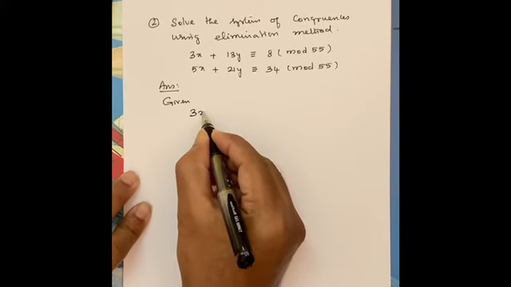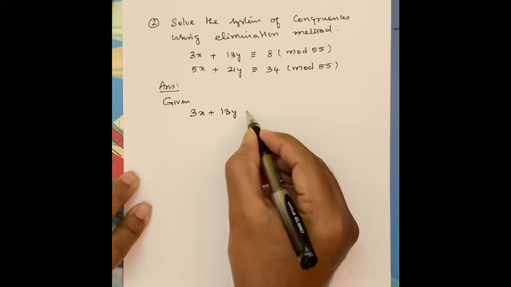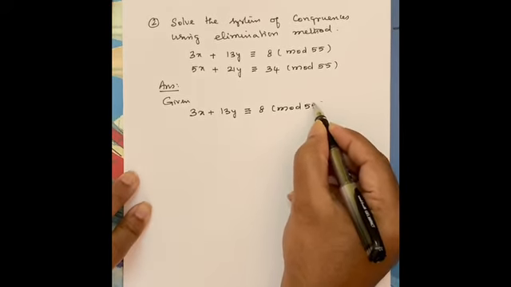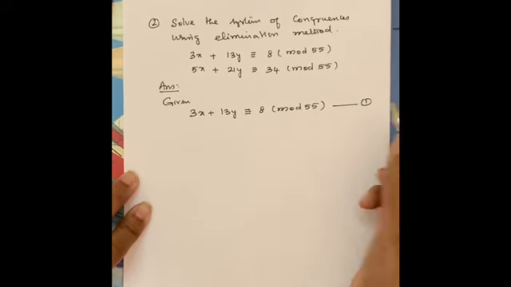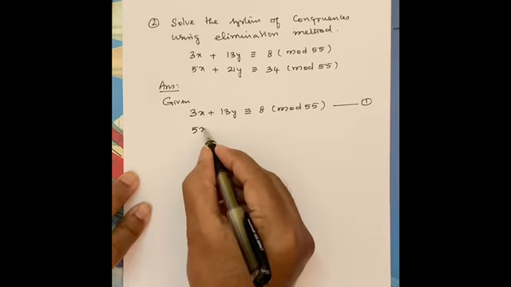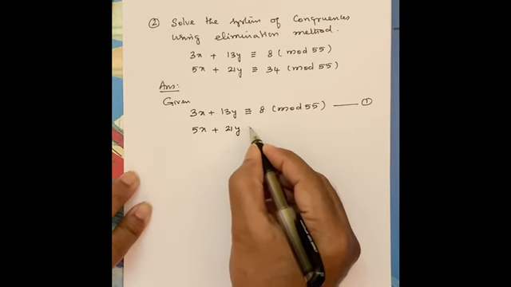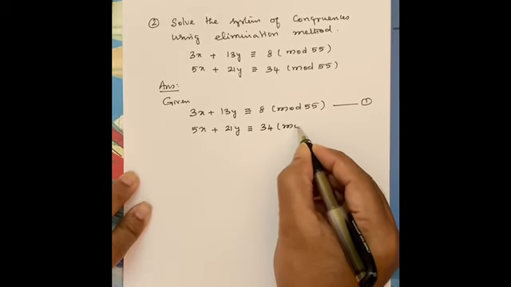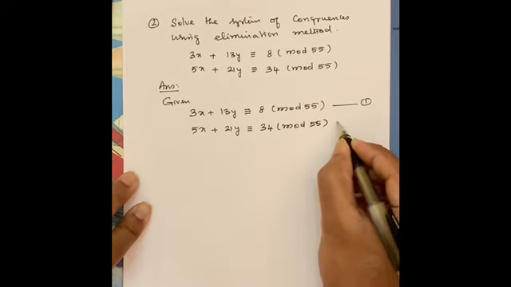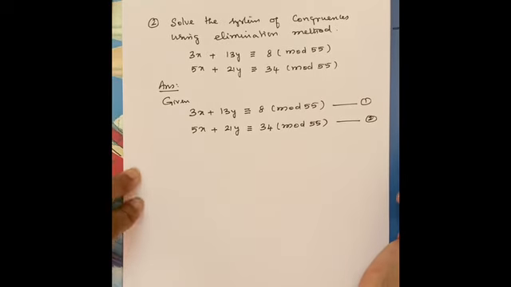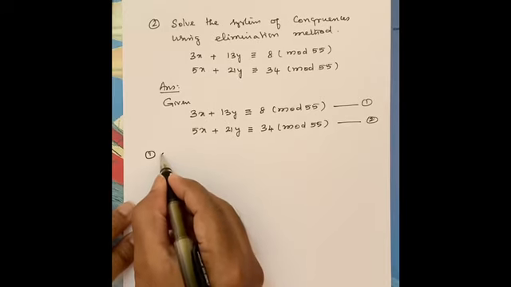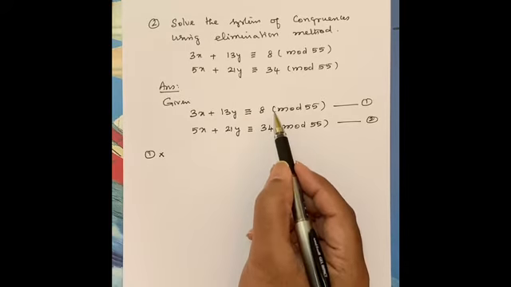So what are the given congruences? I am writing 3x plus 13y congruent to 8 modulo 55. I am taking this as the first congruence. The second one is 5x plus 21y congruent to 34 modulo 55. It's the second congruence. The usual simultaneous equation solving procedure applies here also. I am eliminating y now.